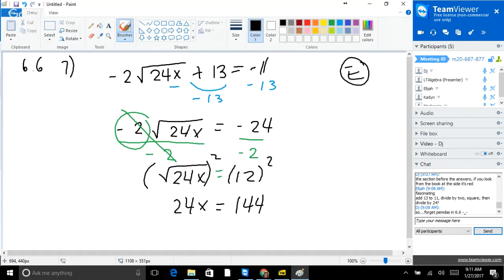And then I just need to do what? Divide both sides by 24. And I end up with x equals, evenly, let's think. Yeah, 6.